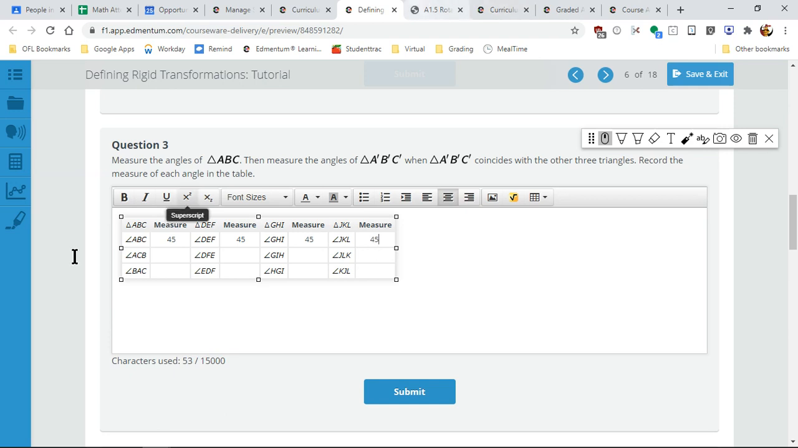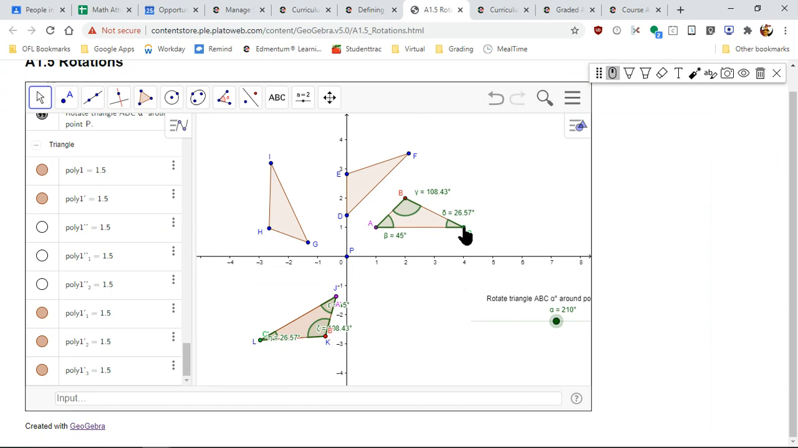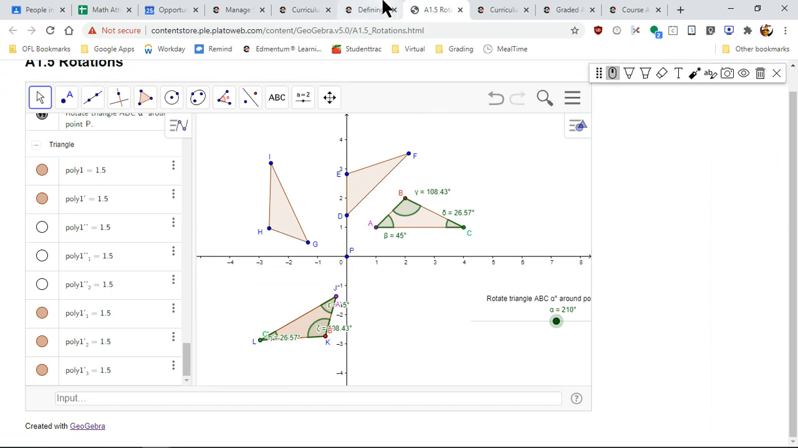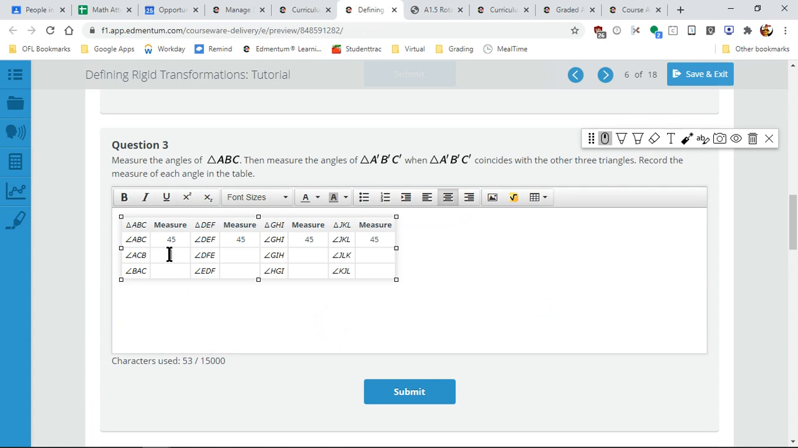It's fine. Now I'm going to look for angle C, because it's ACB, which means we're talking about angle C, which is 26.57. And if you're lazy like I am, I just press Control C. If you're on a Mac, Command C, then Command V or Control V. Guess what? You just finished that part.